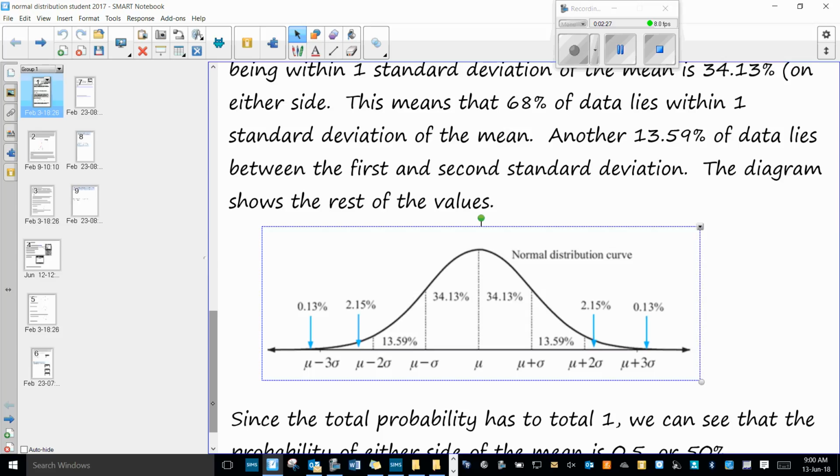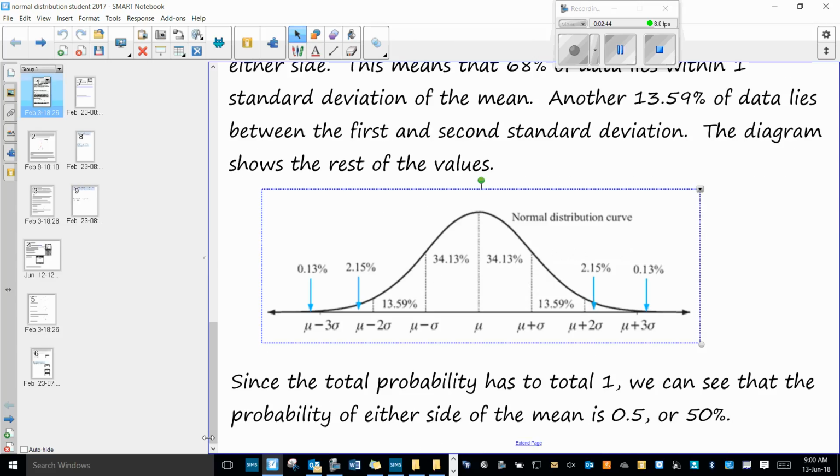Okay, and generally they're on the calculator paper, so you would be using your calculator to do this. I haven't seen them on the non-calculator paper. All right. We know that probability totals 1, and as I said, either side is 50% or 0.5. Okay, so far so good.